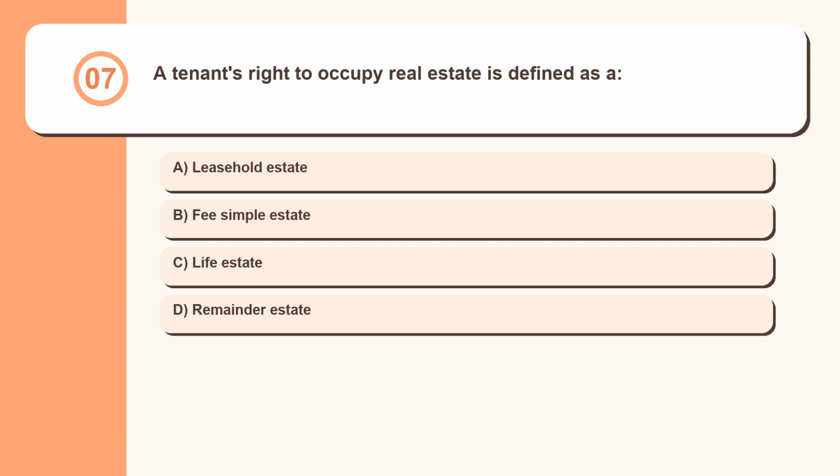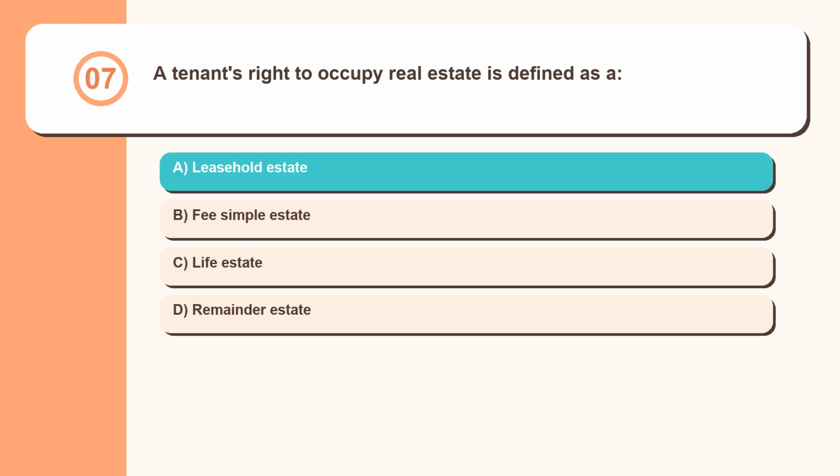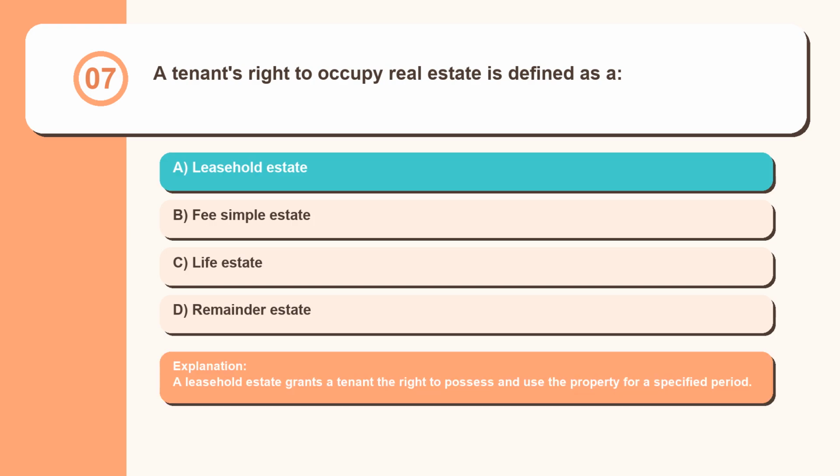Question 7. A tenant's right to occupy real estate is defined as a: leasehold estate, fee simple estate, life estate, remainder estate. A leasehold estate grants a tenant the right to possess and use the property for a specified period.